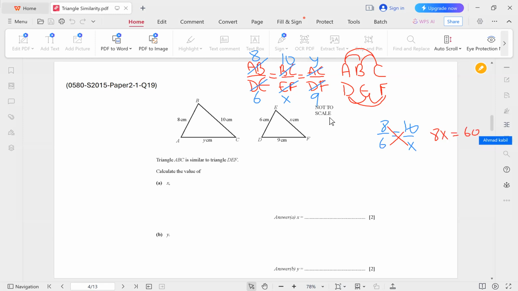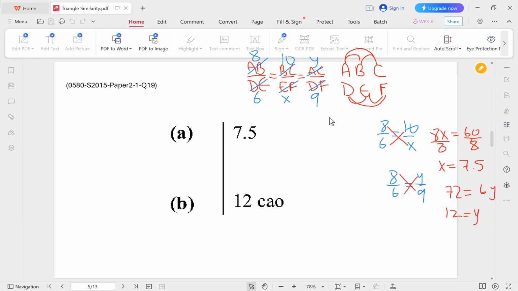If we divide by 8, we get 7.5 for x. Same idea, we write 8 over 6 again, but this time we equate it to the third fraction, which is y over 9. And we cross multiply. So we get 8 times 9, which is 72. This is equal to 6y. Divide by 6, you get y equals 12. So x is equal to 7.5 and y is equal to 12. These are the correct answers.